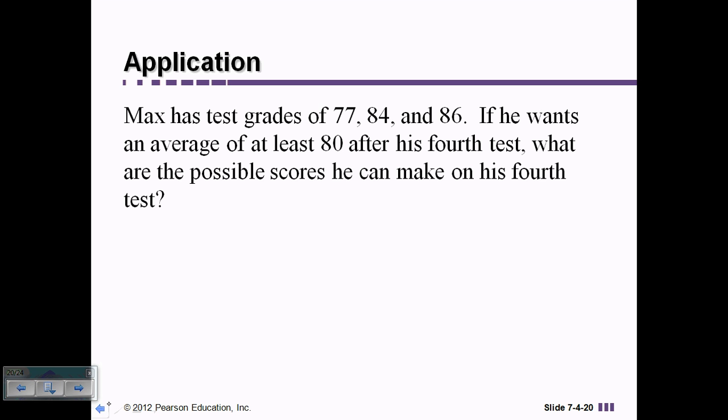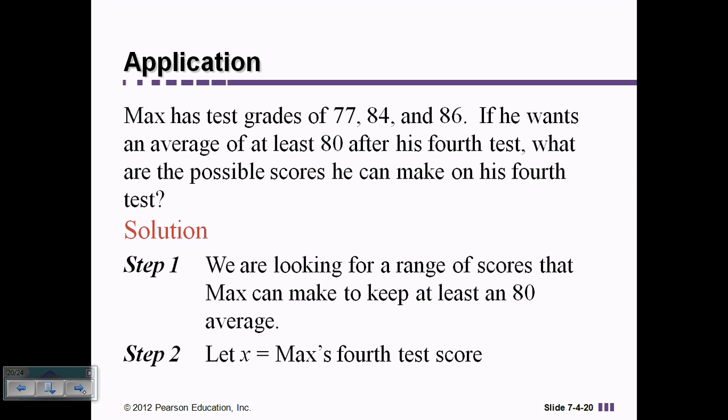So Max has test grades 77, 84, and 86. If he wants an average of at least 80 on his 4th test, what are the possible scores he can make on his 4th test? So we're looking for that range of test scores that he could possibly get on the last test to keep at least an 80 average.